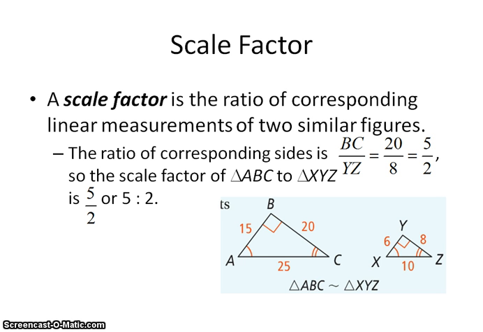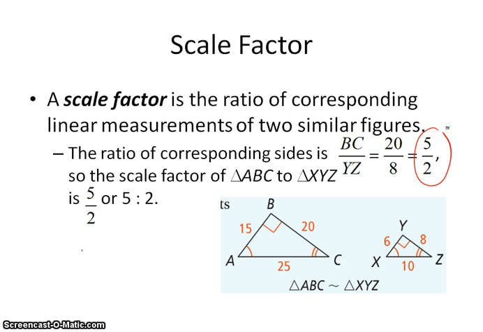But a scale factor is the ratio of corresponding linear measurements of two similar figures. So in this case, if I look at these, we can see that the angles all correspond. And now we just need to make sure that the sides are proportional. So if I just pick two sides, for example, BC and YZ, whatever that proportion is, which is 20 to 8, simplifies to 5 to 2. That is the scale factor I'm using for all the sides, and you can see that that is true.